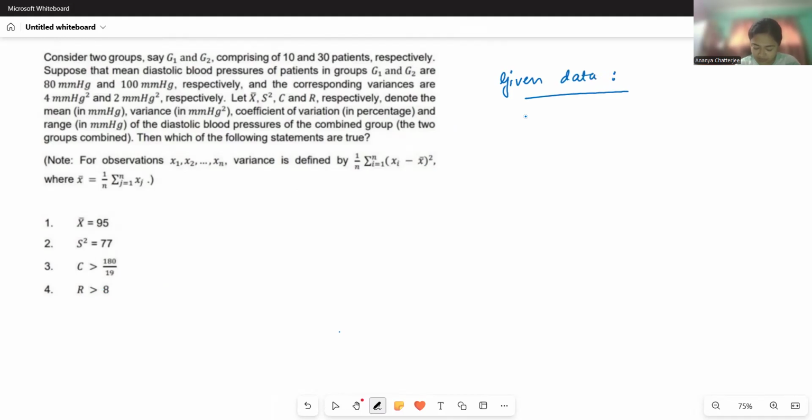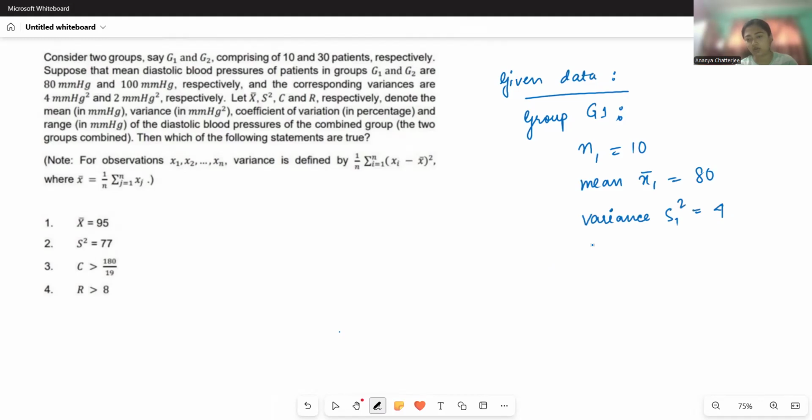Okay. So first the given data for group G1: N1 means 10 patients are there. Then the mean x1 bar is given as 80. The variance, that is s1 square, is given as 4. So the standard deviation becomes 2, right? That is s1 is equal to 2.